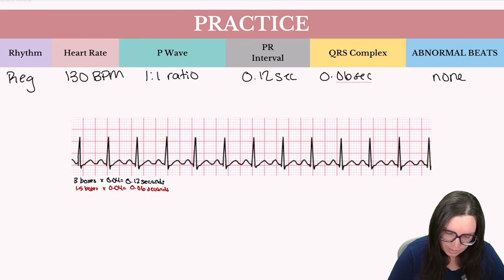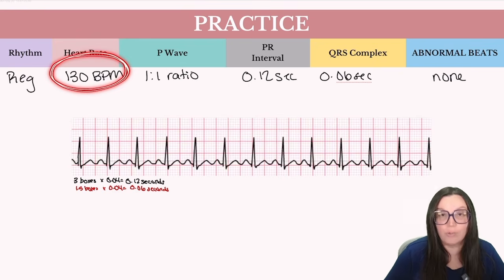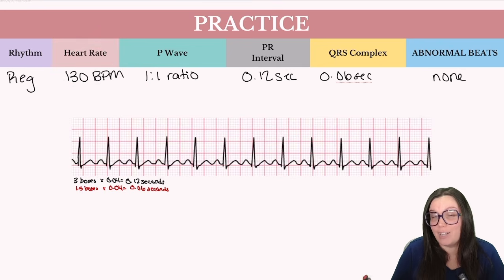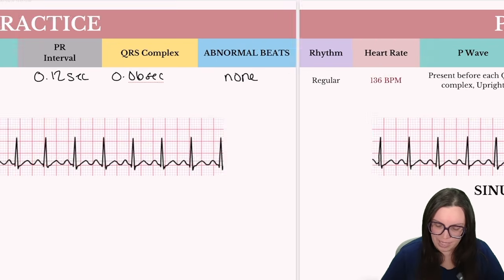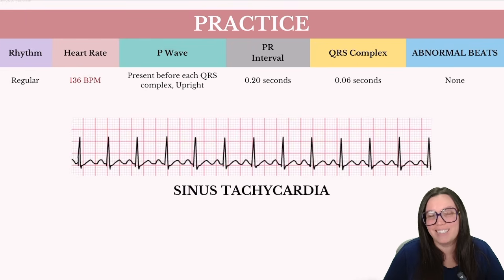The only thing that's a little bit different is the fact that we have a really high heart rate. So based on our SA node, the heart rate should be between 60 to 100 beats per minute. This one's a little bit higher, but it's less than 150. So we can call this rhythm sinus tachycardia.